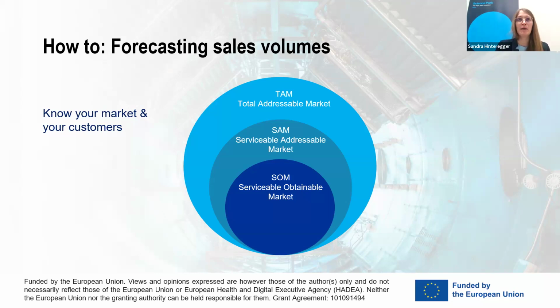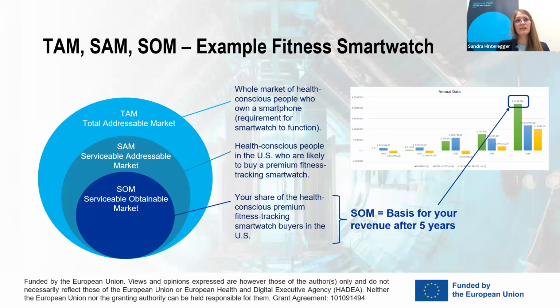Okay, let's look at an example of a fitness smartwatch. So in this example, the company is developing a smartwatch with advanced fitness tracking features. And this would mean here your TAM is the whole market of health-conscious people who own a smartphone, as a smartphone is a requirement for the smartwatch to function. If the startup focuses initially on the US market, the SAM reflects all the health-conscious people in the US who are likely to buy a premium fitness tracking smartwatch.